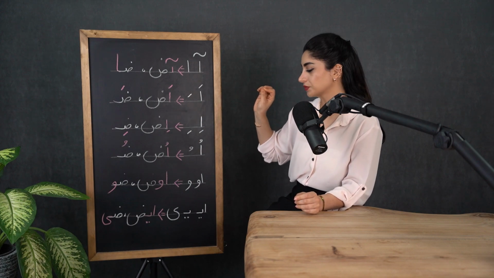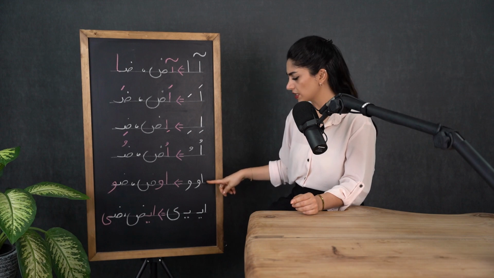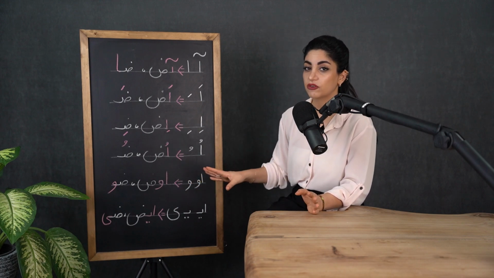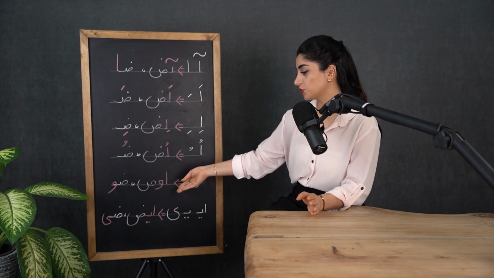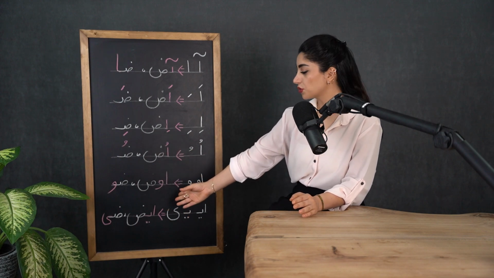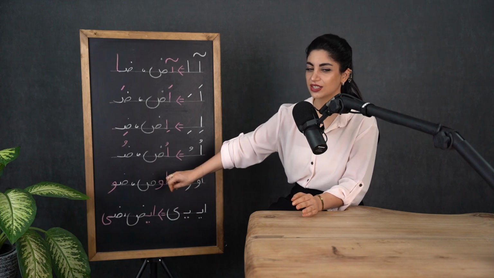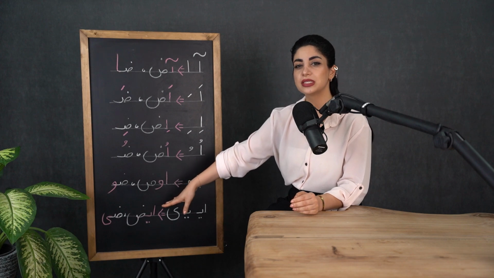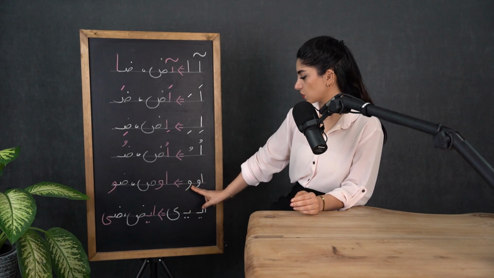What about U? We know this one comes always at the beginning, never attaches. So first U, then Z. U, Z. Together, ooze. How about this one?